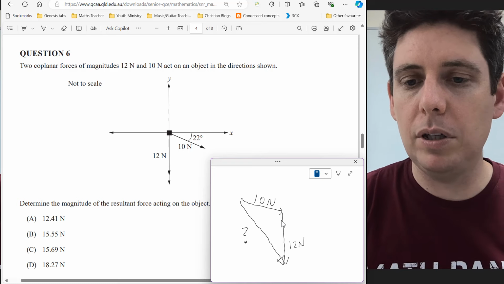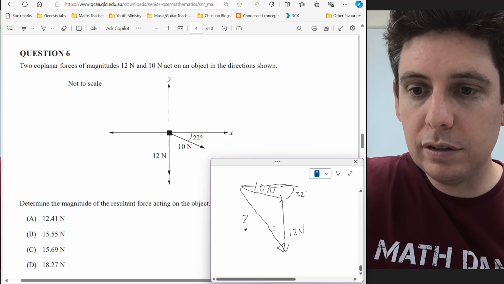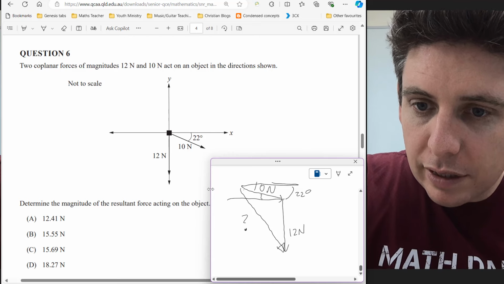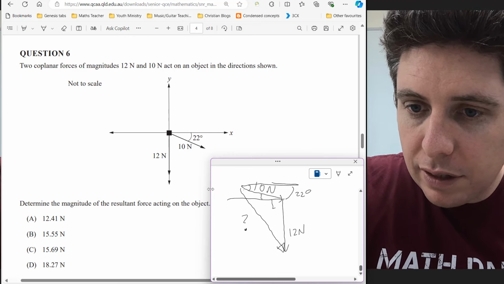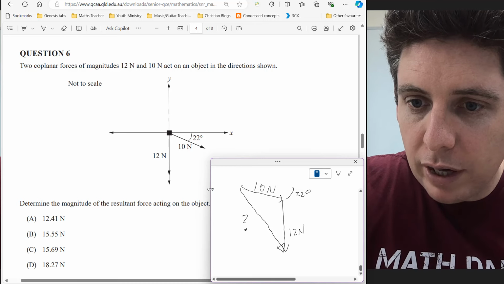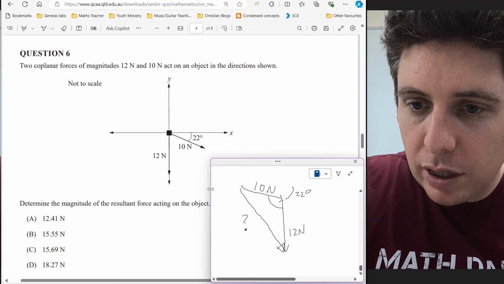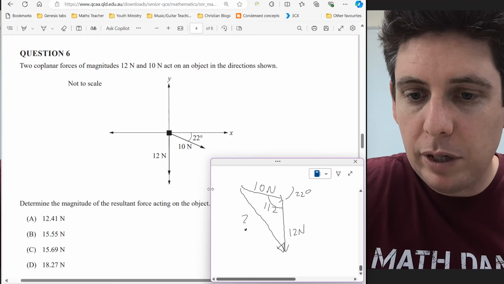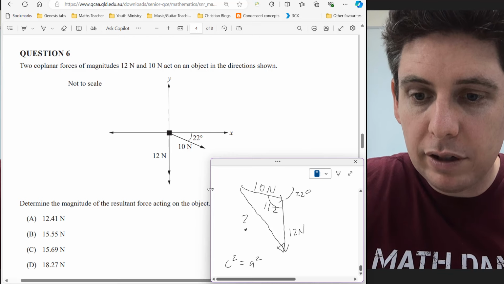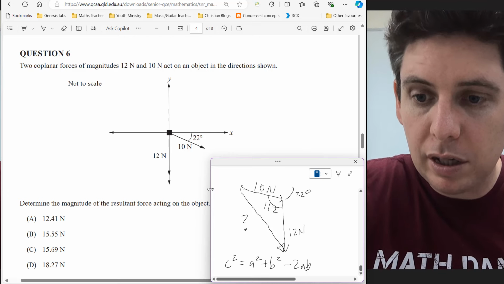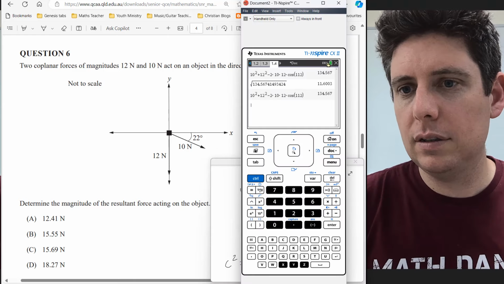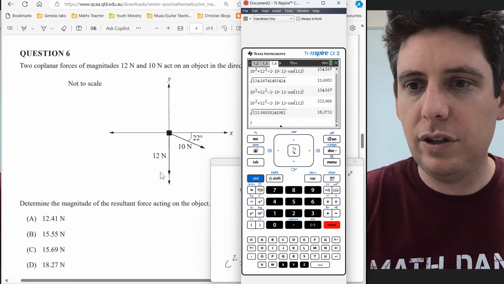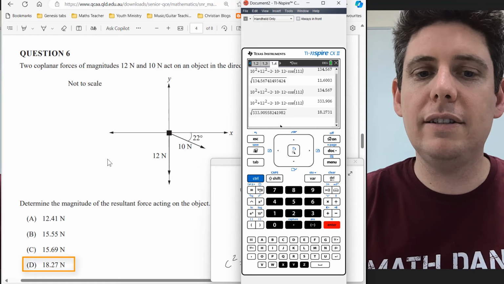Now you need to know your trig. If this is 22 degrees, so this line here is parallel to this line here. So that makes these two angles both 22 degrees. And this angle here is 90 degrees. So the total angle in here is 22 plus 90, which is 112 degrees. Now we can use this rule, a squared plus b squared minus 2ab cos C. Don't forget to put your answer in degrees. Easy mistake. So the answer to question 6 is D.